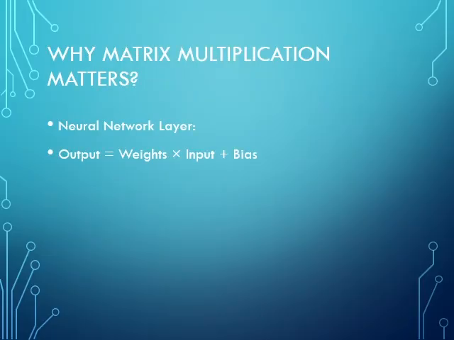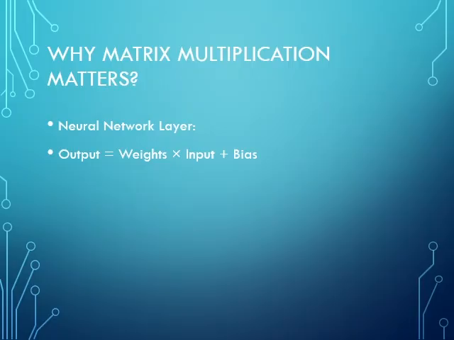Why do matrix multiplications matter? This formula is the heart of deep learning: output is equal to weight times input plus bias. Every neural network layer does this operation. The output then goes through an activation function. This process continues layer by layer until we get the final prediction. That's why matrix multiplication is so powerful. It's literally how neural networks think.